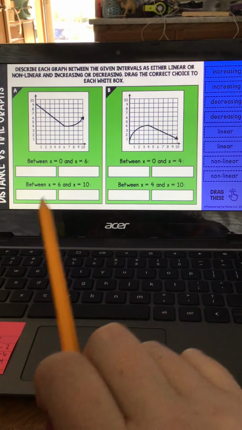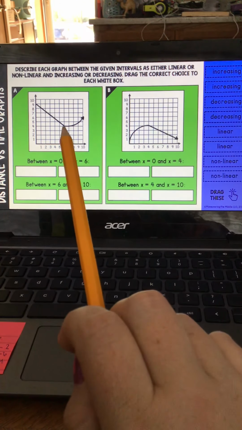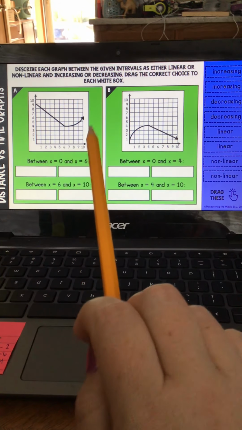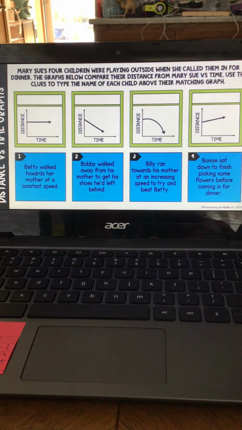Versus it says between 6 and 10. So between 6 and 10, what is it doing? From here to here, it is increasing because you are clearly going up. And this is nonlinear because this is not a straight line. So those ones are very simple. You do that for all the sections.